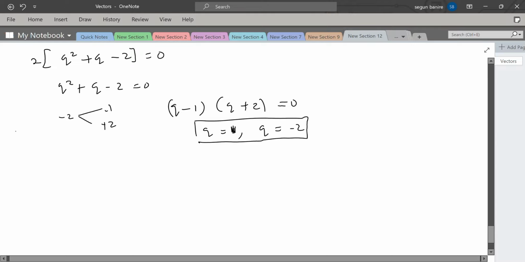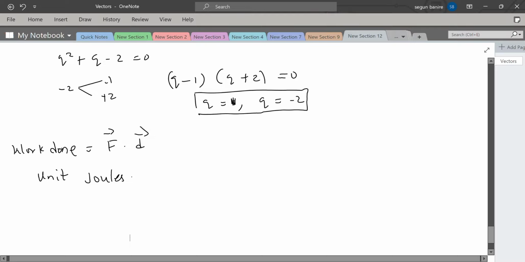So another thing that involves the dot product is work done. We can be asked to calculate the work done. So work done is force times the distance covered by the object, and the unit for work done is joules. But the D could be displacement. I've not talked about displacement in this video. Okay, we'll see that now.